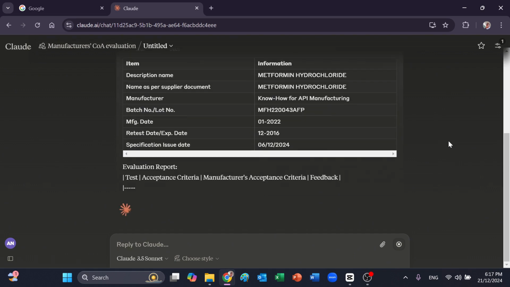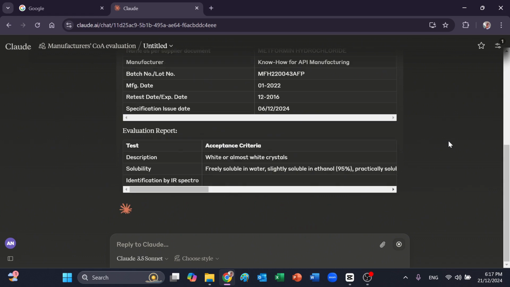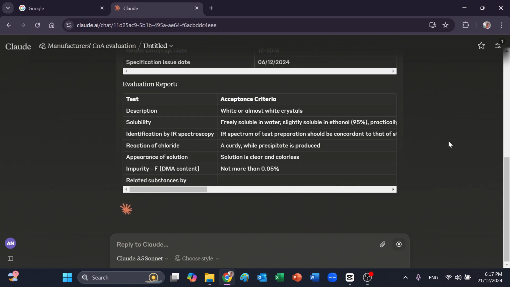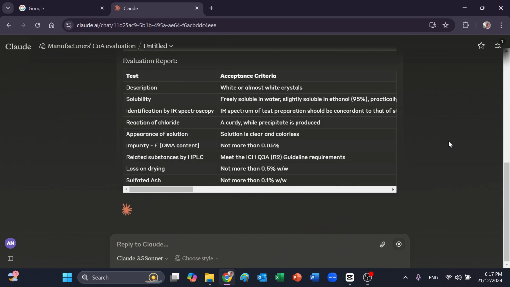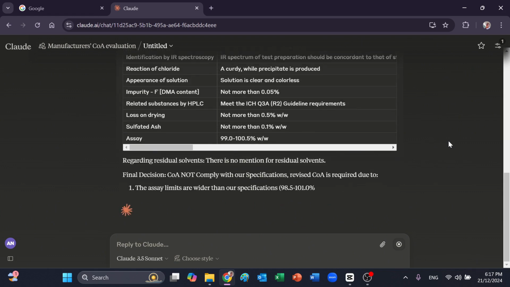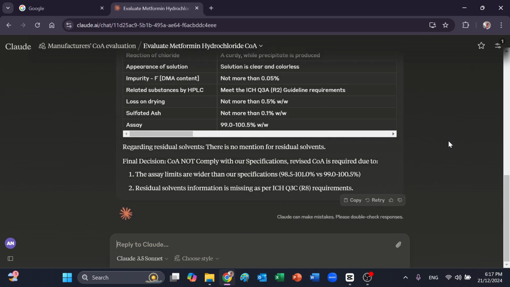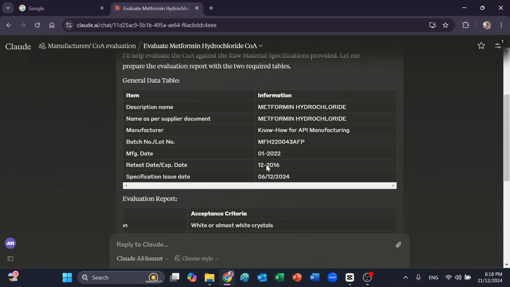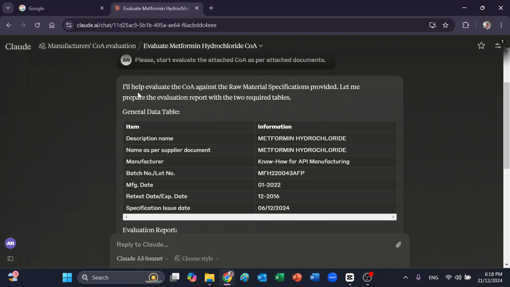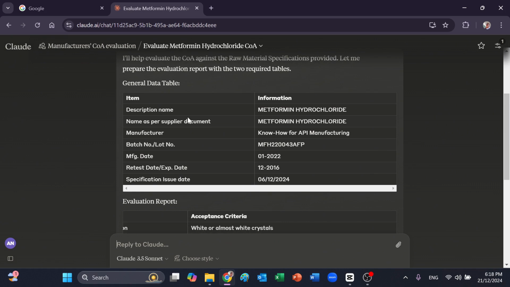Now the evaluation is done within seconds, as you see. Let's read the points related to this evaluation. In the end, it said that the certificate of analysis does not comply, but let's see the detailed report. It helped evaluate the certificate of analysis, and the general data it extracted from the certificate of analysis, and the raw data which we have.